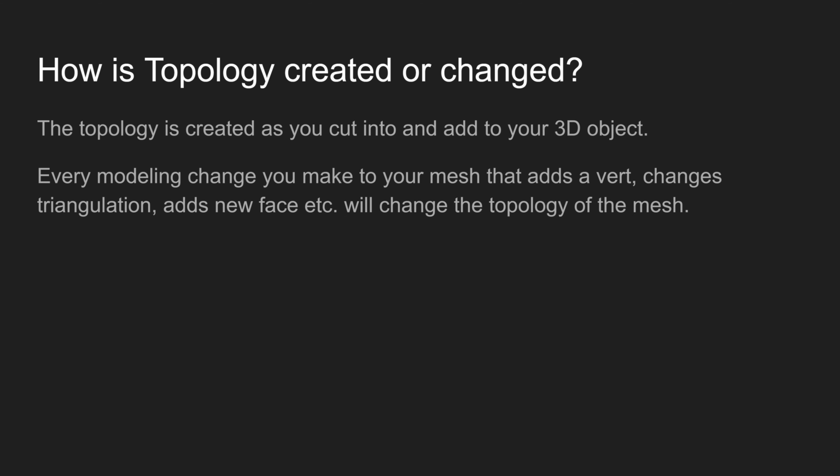So how is topology created or changed? The topology of your model is created as you cut into and add to your 3D object. So let's say you start from a cube and you start cutting it up. That is how you're changing the topology. So every modeling change you make to your mesh that adds a vert, takes away a vert, changes triangulation, adds new faces, etc., will all change the topology or the geometric makeup of your mesh.